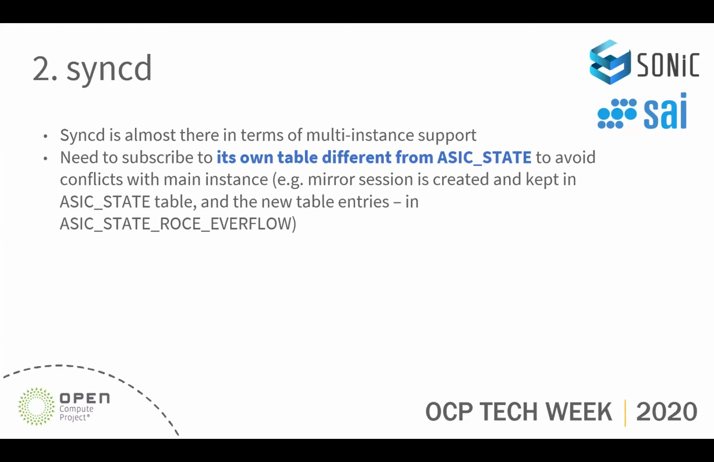same trick with small changes for the same ASIC, meaning that we will follow kind of a divide and conquer approach, where each instance will handle its own SAI objects. To distinguish between the ownership of the SAI objects, every syncd instance that is not the main instance will subscribe to its own table, different from the ASIC state table, to avoid conflicts with the main instance. For example, the mirror session that I mentioned is created and kept in the ASIC state table by the main instance, but our new table entries are created in, for example, the ASIC state Rocky Everflow table. So this is how they will know how to divide their work and who owns what.